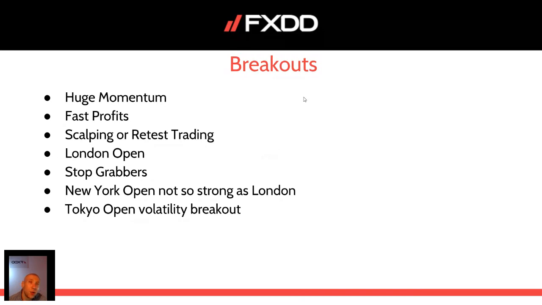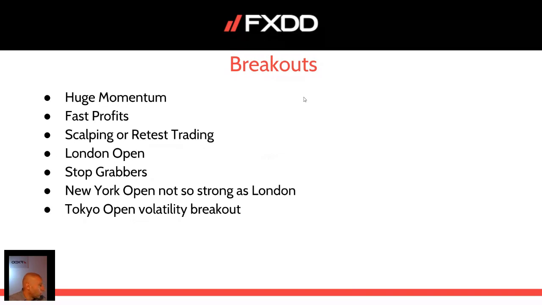Then have in mind that New York Open is not that strong as London Open because the most renowned volume in the Forex market is during the London session. And Tokyo Open volatility will also give you a nice breakout. So basically we have 3 chances to trade the breakouts, and have in mind that the best chance to trade breakouts is from trading London Open breakout. So that is the strongest possible breakout.